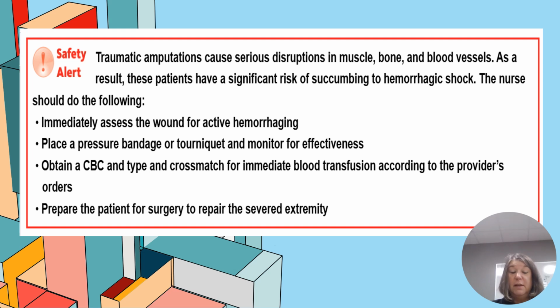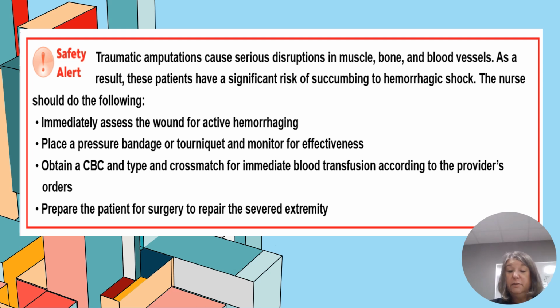Slide 38 is a safety alert. Traumatic amputations cause serious disruptions in muscle, bone, and blood vessels. As a result, these patients have a significant risk of succumbing to hemorrhagic shock. The nurse should do the following: immediately assess the wound for active hemorrhaging, place a pressure bandage or tourniquet and monitor for effectiveness, obtain a CBC and type and cross for immediate blood transfusion according to the provider's orders, and prepare the patient for surgery to repair the severed extremity. So this is like working in the ED bay and they bring in a trauma, right?